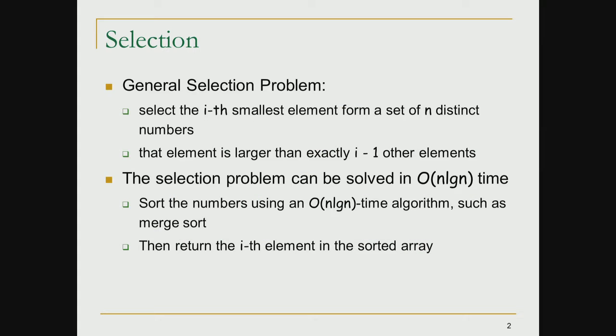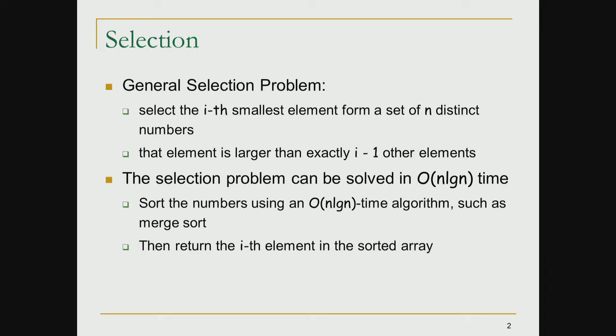The problem in question is, given n distinct numbers, you can imagine it to be presented in an array. The goal of the problem is to find the ith smallest element, which is also given as part of the input. The value i is also given as part of the input. In other words, we want to find an element which is larger than exactly i minus 1 elements in the given data set.